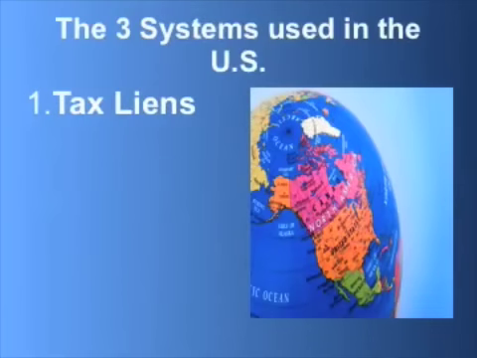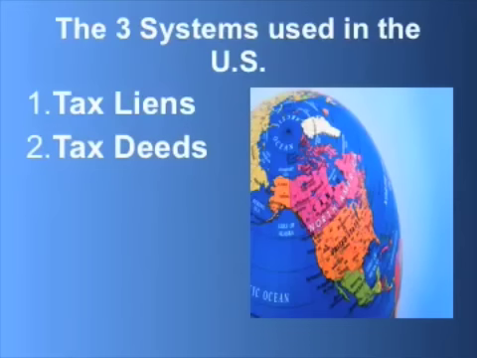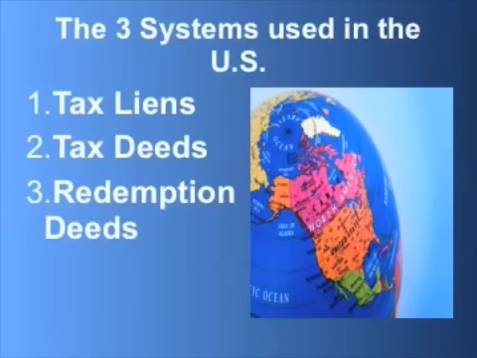There are three primary systems used in the United States for property tax enforcement. Those three systems are tax liens, tax deeds, and redemption deeds. Now, redemption deeds is a term that we use. You may hear someone else speak of it as maybe a hybrid state. There hasn't really been an official classification for exactly what it is. But we'll give an example and help you understand exactly what a redemption deed is.